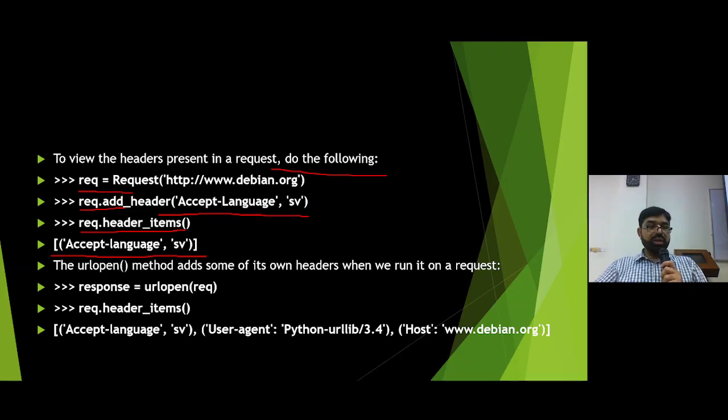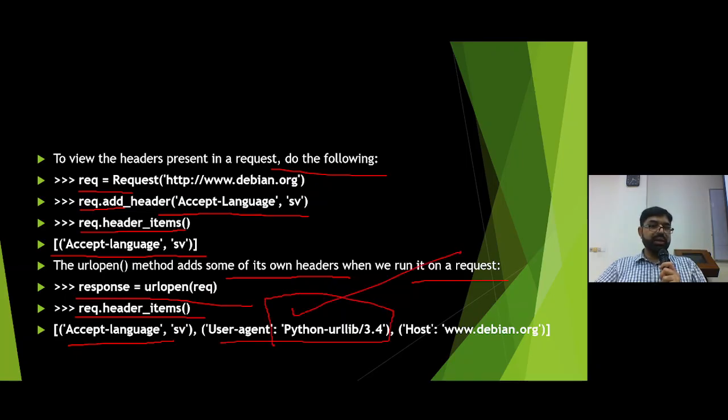The urlopen method adds some of its own headers when it runs the request. So response, request.header_items: Accept-Language, User-agent. You see this, it is set by the User-agent.